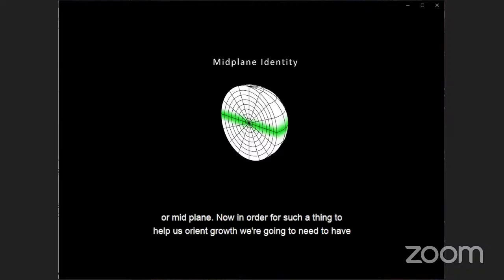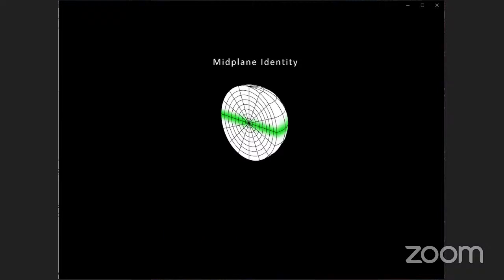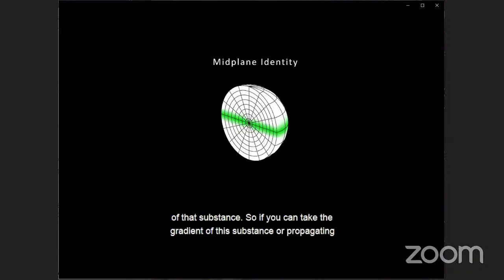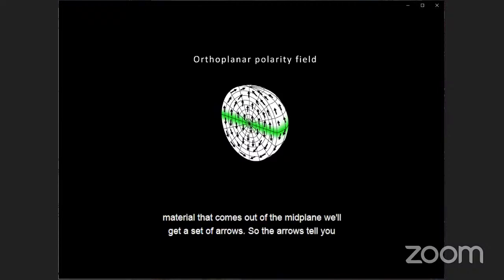Now, in order for such a thing to help us orient growth, we're going to need to have, as I said, some sort of orientational information. And so to do that, imagine there's something propagating out from this midplane. It's producing something that, say, diffuses away from the midplane, and that we're able to take the gradient of that substance. So if you can take the gradient of this substance or propagating material that comes out of the midplane, we'll get a set of arrows. So the arrows tell you the steepest gradient of propagation. All right, so the steepest gradient of decline in the concentration of this substance.